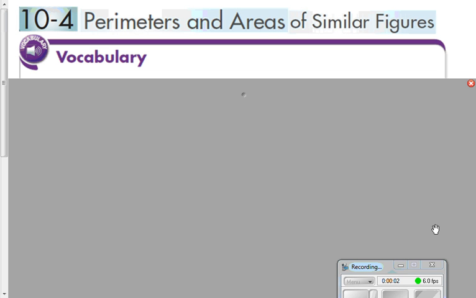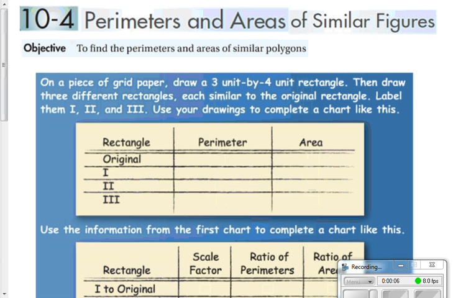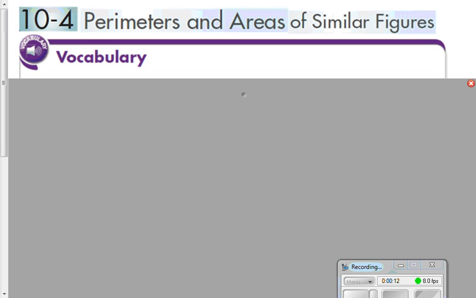Hey students, this is lesson 10.4, perimeters and areas of similar figures. In this lesson, we're going to learn how to find the perimeters and areas of similar polygons. All right, go ahead and do the vocab here, and I'll check back with you with the answers.